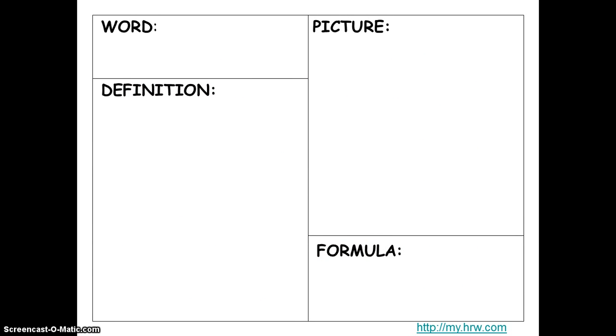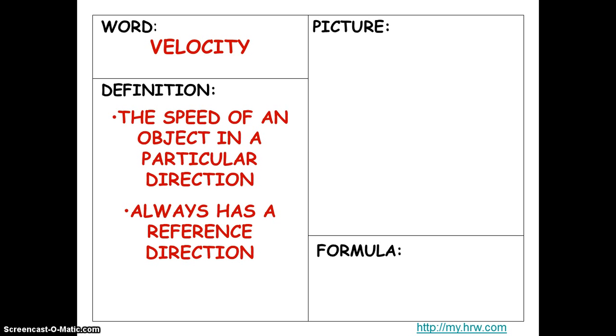Alright, now we're back to the 4 squares. This time the word is velocity. We've already talked a little bit about velocity. Remember, don't get it confused with speed. Velocity is the speed of an object in a particular direction. So remember, velocity has to have a direction.